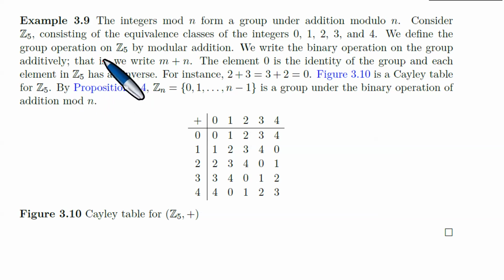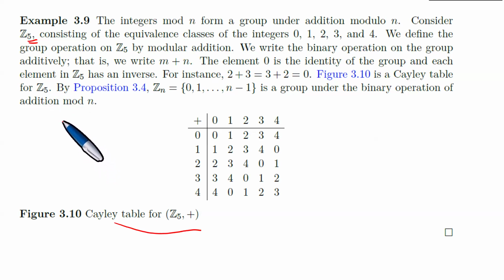Let's look at example 3.9. So the integers modulo n form a group, like the Cayley table of Z5 under addition. The integers modulo n form a group under addition modulo n. Consider Z5, because 5 is prime, and this is very important for the groups.